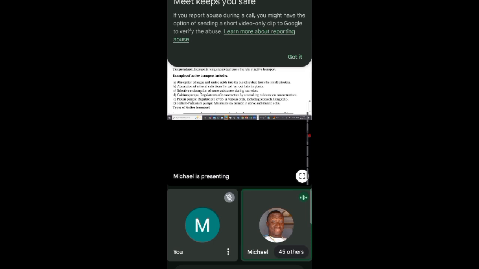Also, proton pumps. These regulate pH levels in various cells, including stomach lining cells. So this also falls under what we call active transport, to stabilize the pH level. Remember, pH is about the ionic potential, whether it is acidic or basic. If you remember your teaching of this, H plus forms an acid and hydroxyl groups form a base. So that is why proton pumps can affect the pH levels in the cell, especially the stomach lining cells.